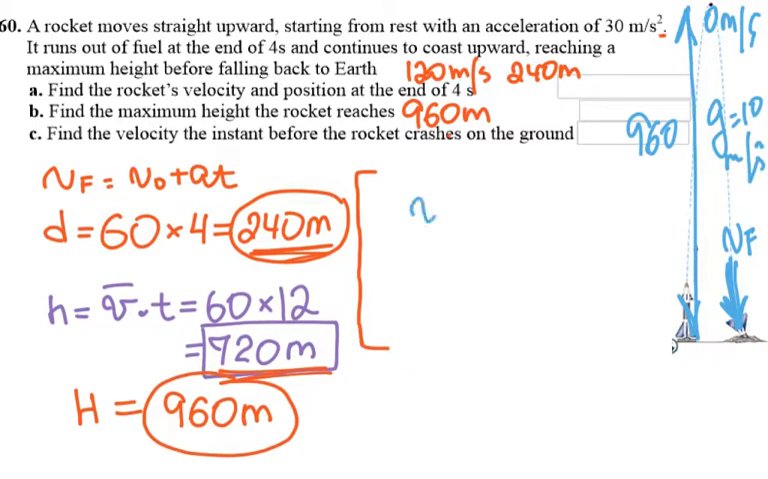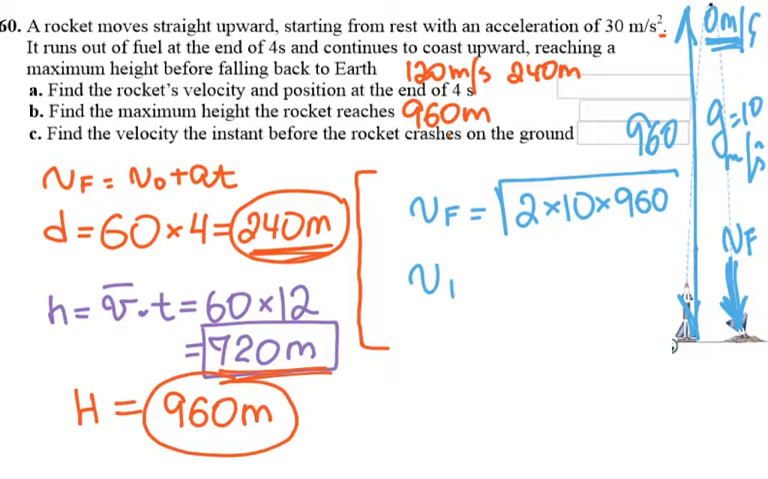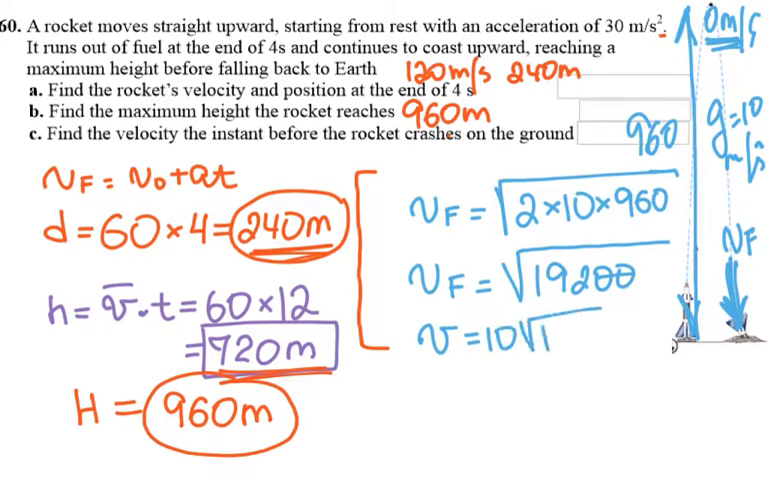So I can find the final velocity using the formula. It's the square root of 2 times the acceleration times the distance, which is 960, plus the initial velocity, which is 0, squared. So the final velocity when it crashes on the ground is going to be the square root of 19,200, which is, I can take the square root of 100, which is 10, and I have 192.